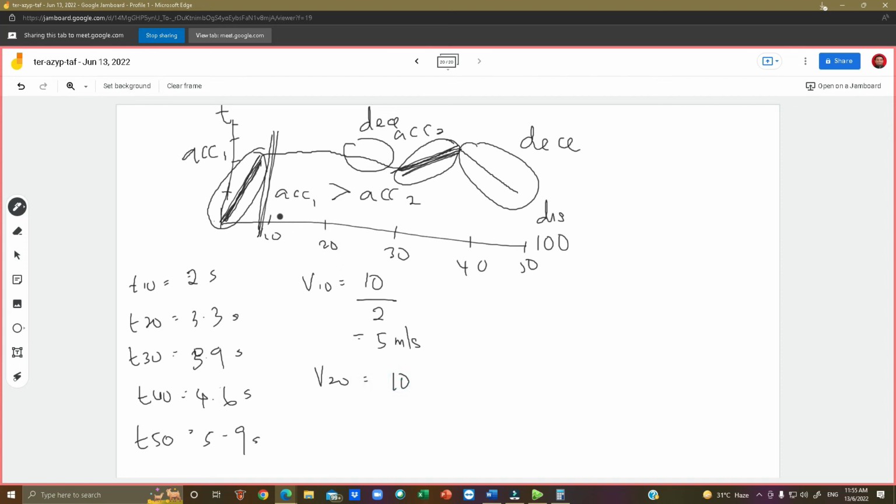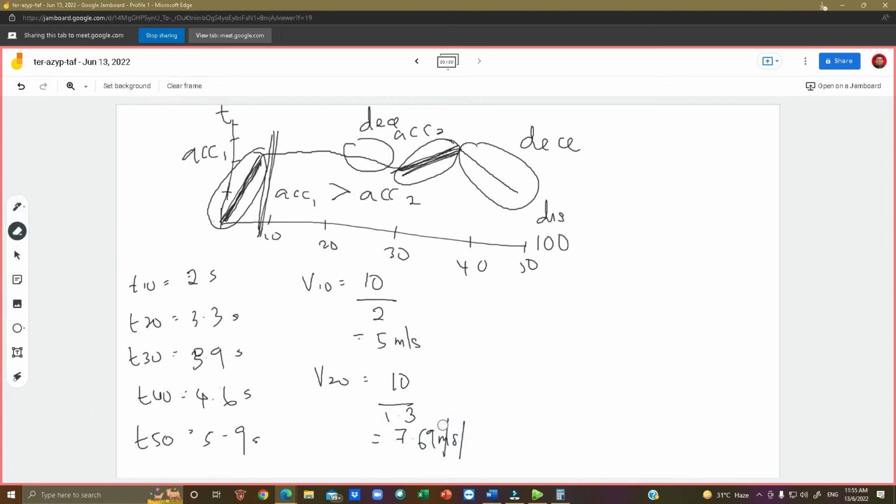And the time taken for this, how much time is taken just here? It will become 3.3 minus 2, 1.3. Okay, what do we get? 10 divided by 1.3. 7.69 meters per second.